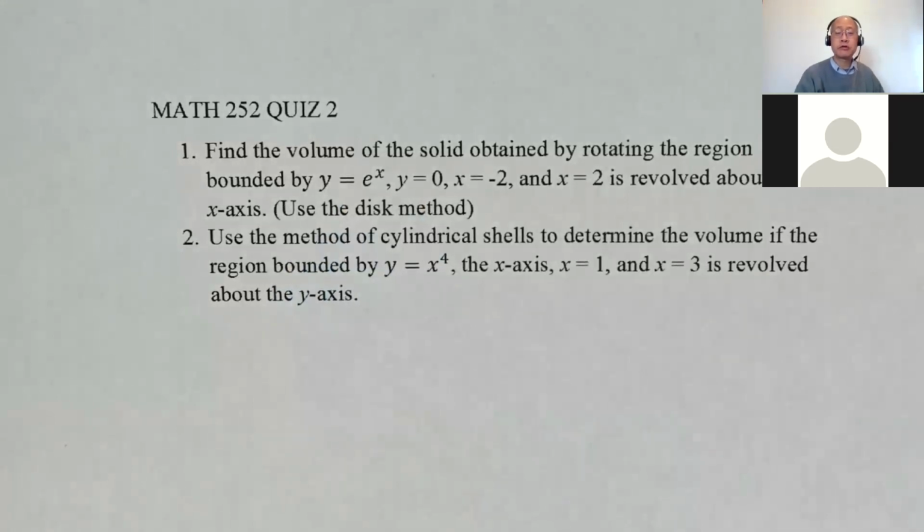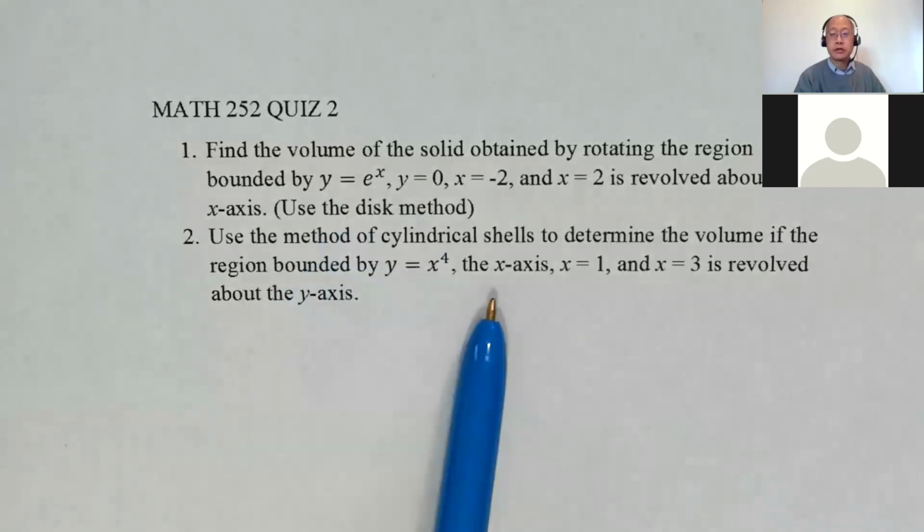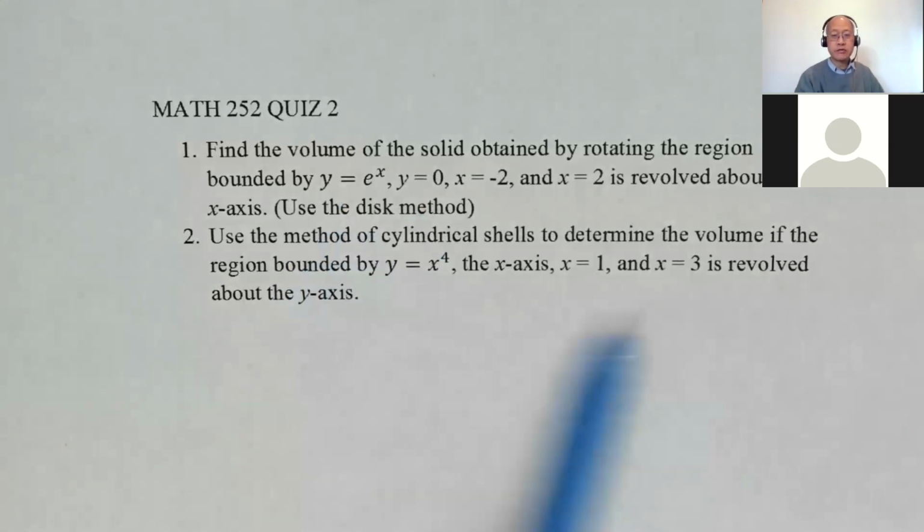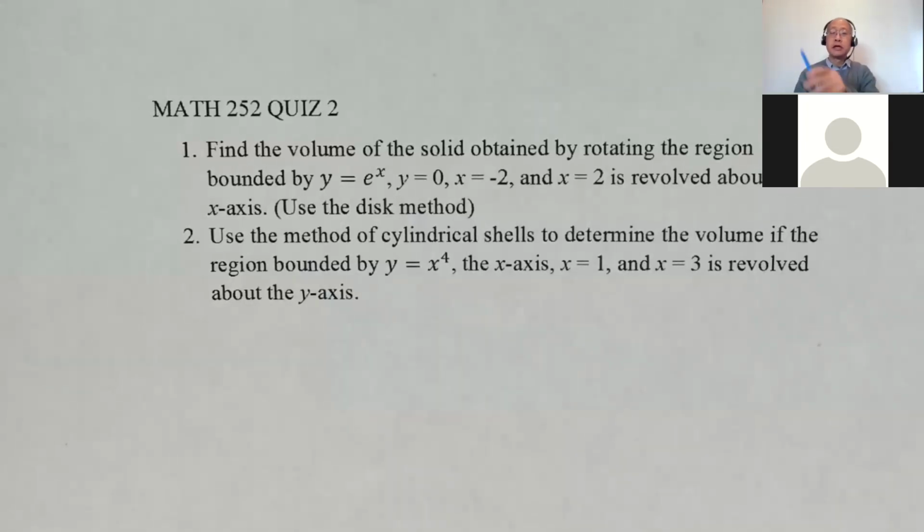Number 2, use the method of cylindrical shells. So do the shell method to determine the volume of the region bounded by y equals x to the 4th, the x-axis, y equals 0, x equals 1, and x equals 3, revolved about the y-axis. So you're spinning about the y-axis, and it tells you to use the shell method. So for the shell method, you're integrating what? Circumference times height, times thickness, but you don't have to worry about the thickness. The thickness, delta x or delta y, becomes either dx or dy. So you're basically integrating circumference times height. Right, so there we go.